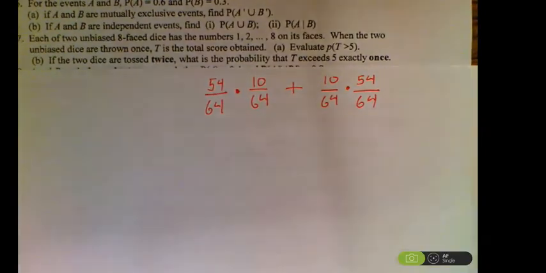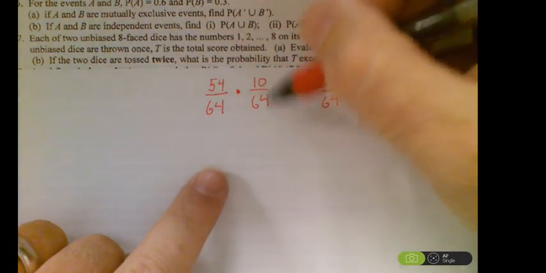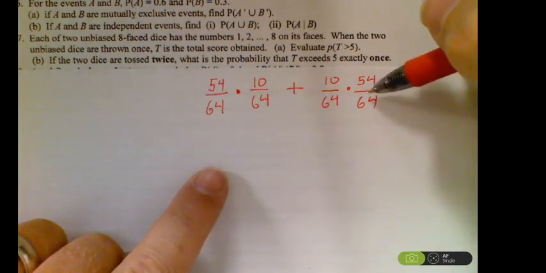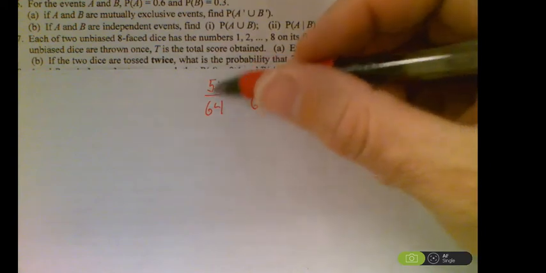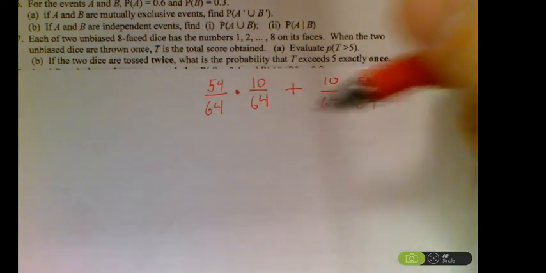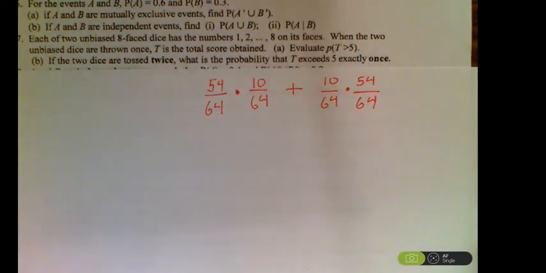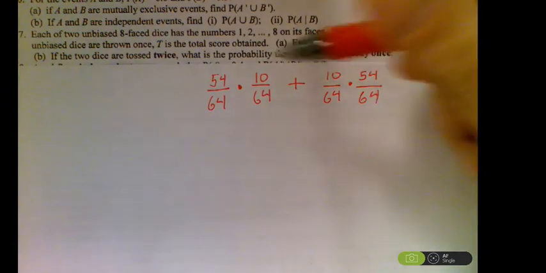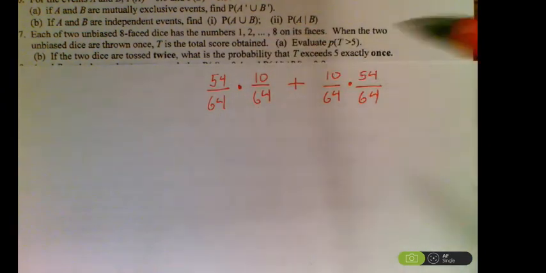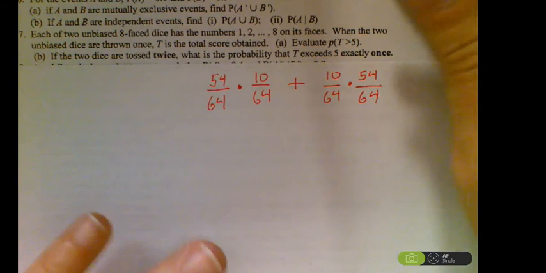So really, we multiply these together and multiply these together and just add those two numbers together, or you could say it's just 2 times this, because I'm going to get the same result in both cases, since all I did was flip the order. So you're going to have 2 of these results, and so you could just multiply that result times 2. That would also get you the same answer.